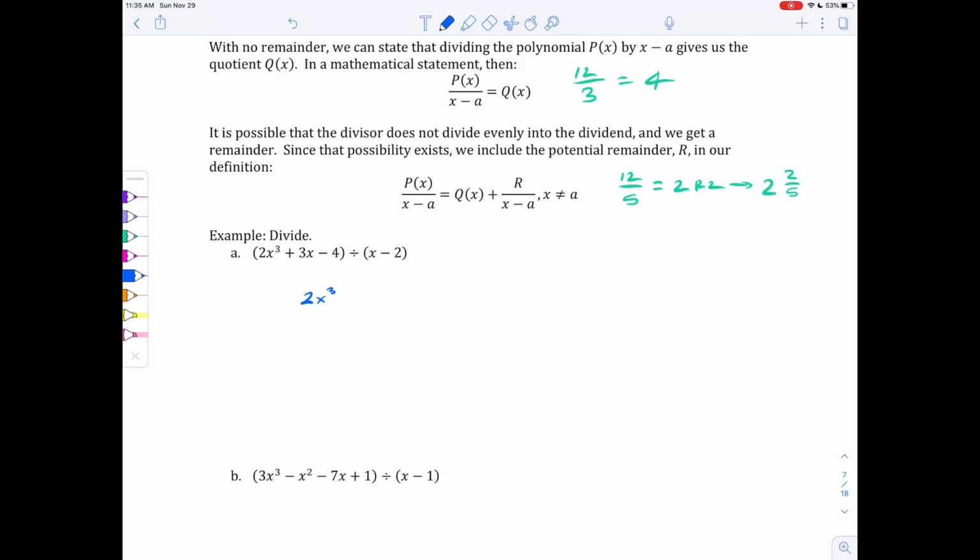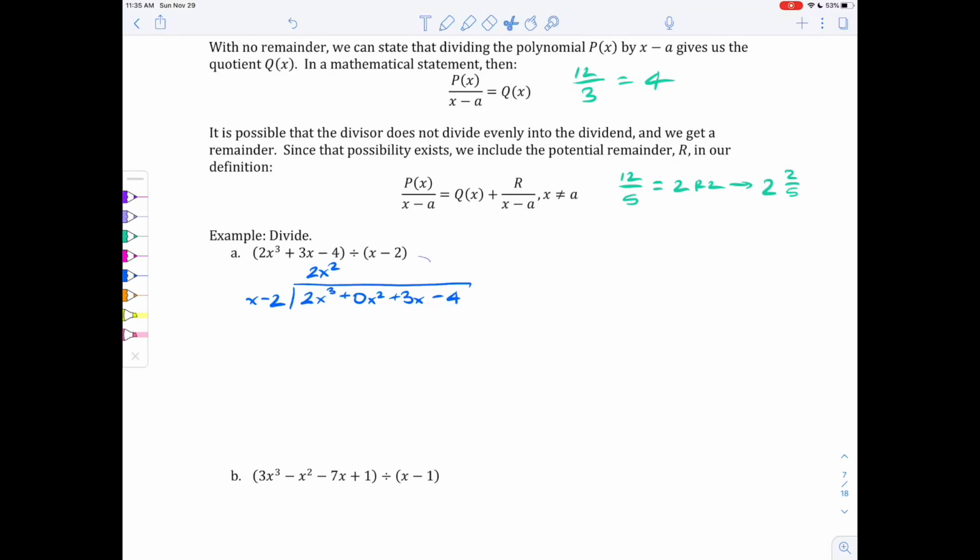So 2x cubed plus 0x squared plus 3x minus 4, and that's getting divided by x minus 2. I can do that. 2x cubed divided by x is 2x squared.